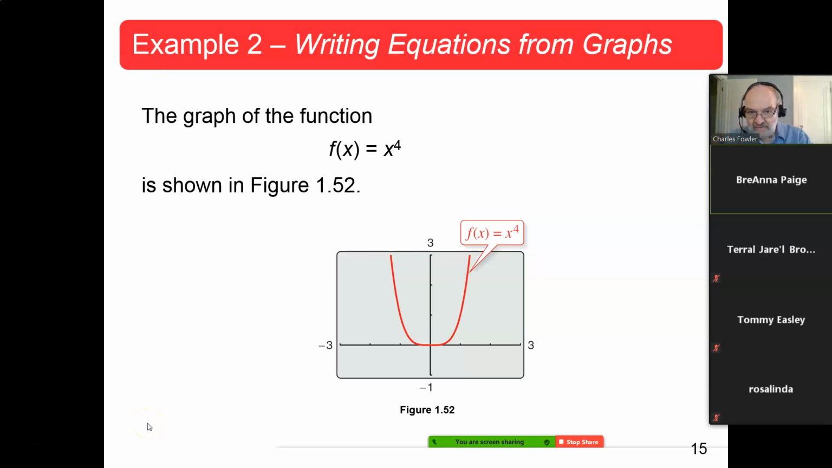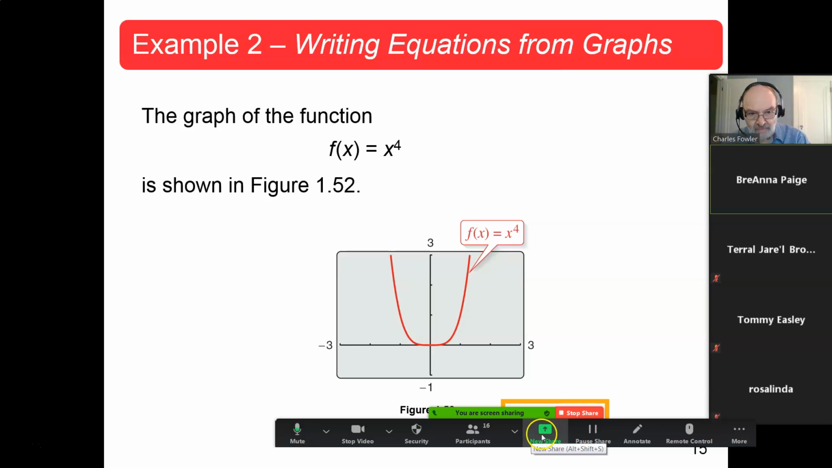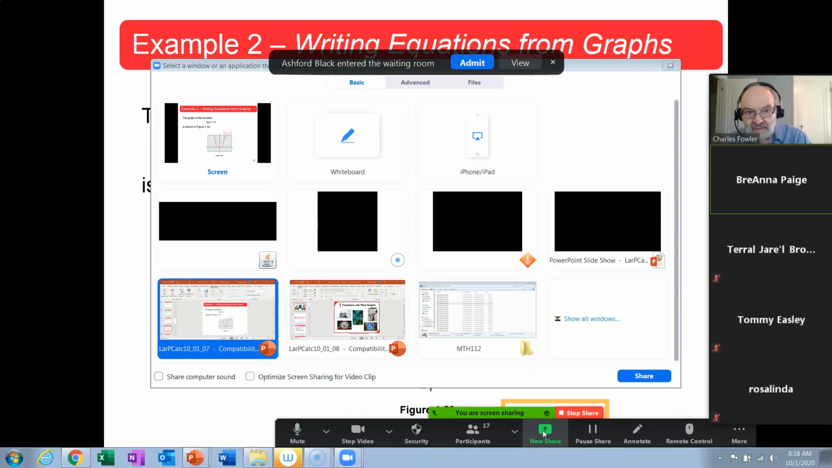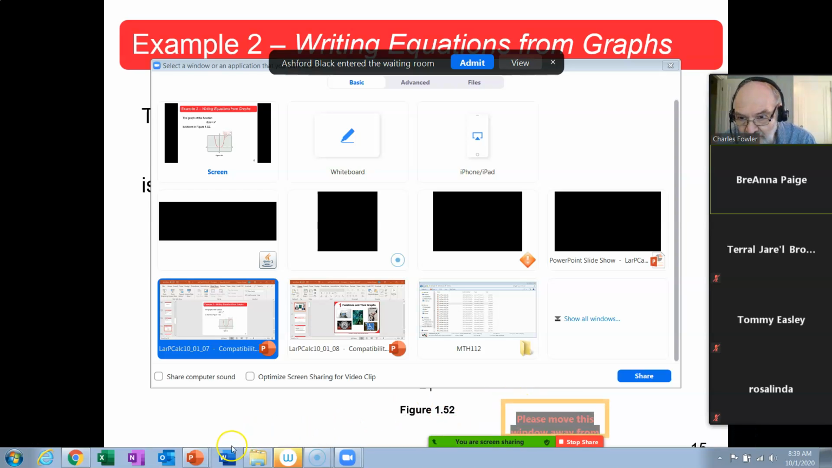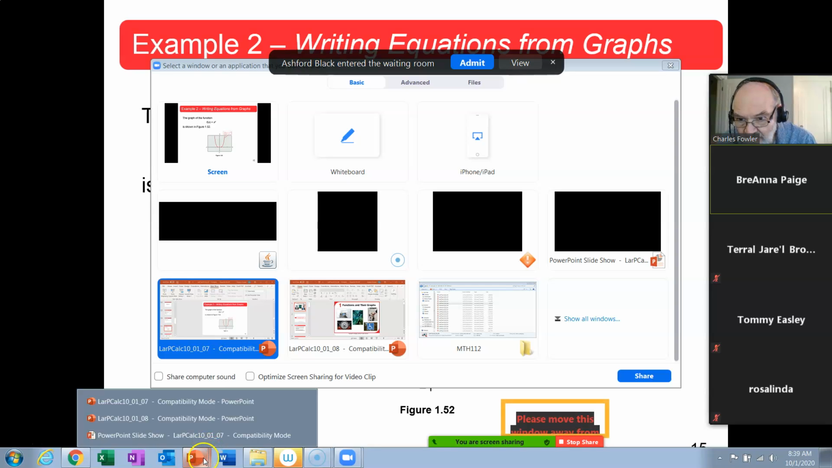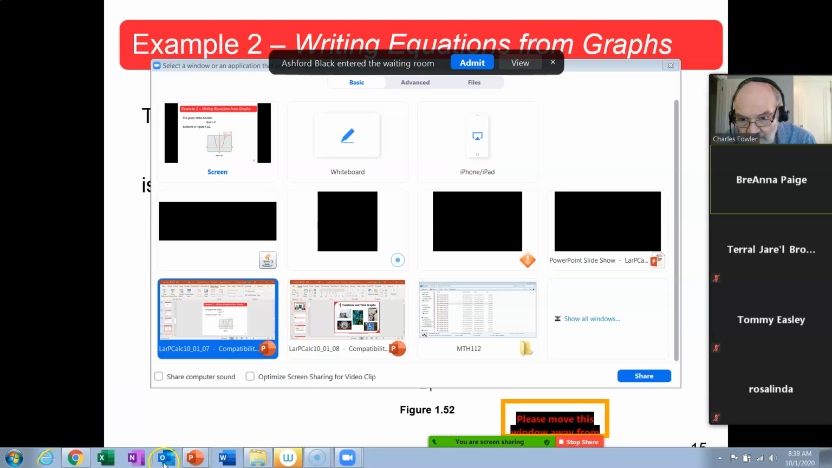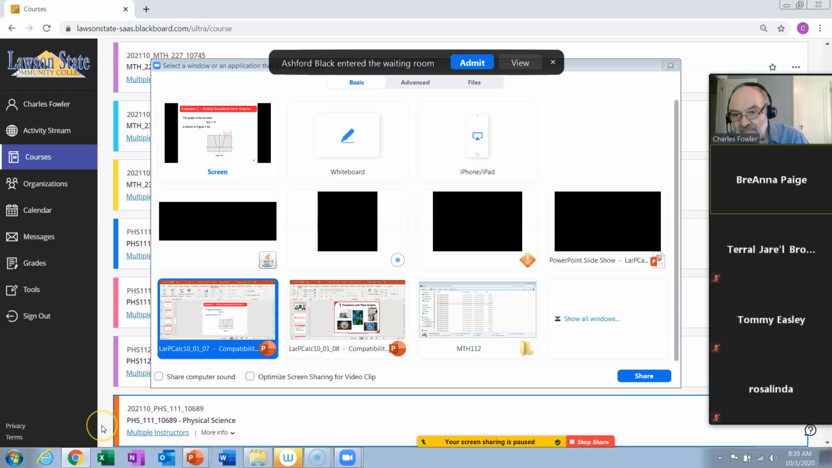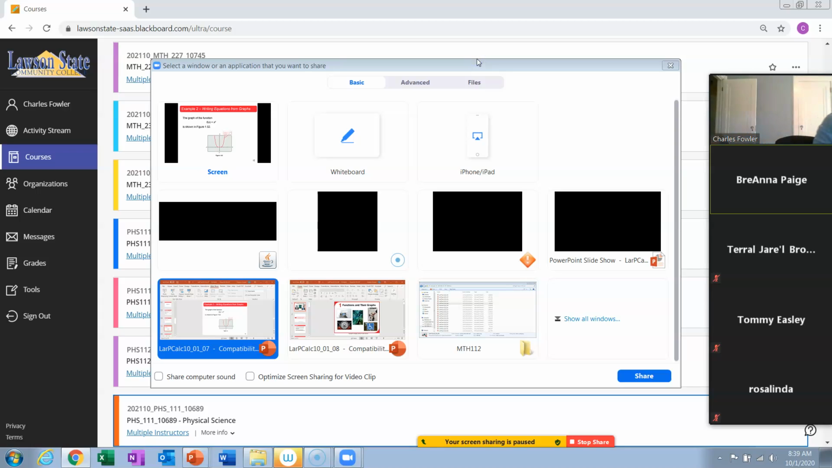It's going to take me just a little bit to get there. We're going to go off of screen sharing for a moment. And let me see if I can find, because I know I had it open, but I cannot see this, so I'm going to go here. Okay. Oh, here's Ashford. Let me let Ashford in first. Ashford is here. All right.